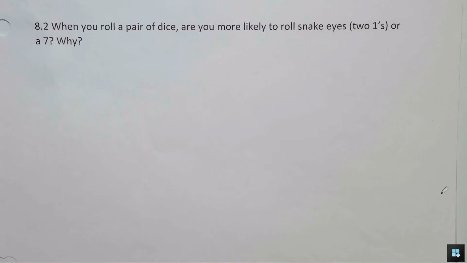Anybody know? Yeah, someone said it is 7. Why are you more likely to roll a 7? There's more ways to make a 7. Good. When you have 2 dice, there's more ways to make a 7. That's exactly right.